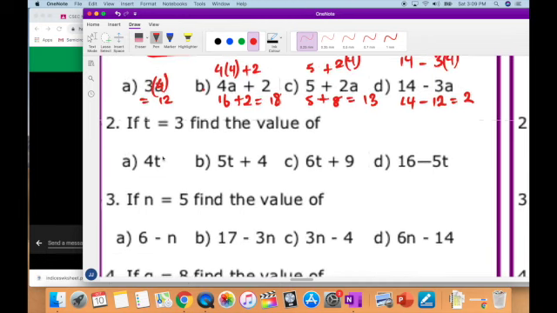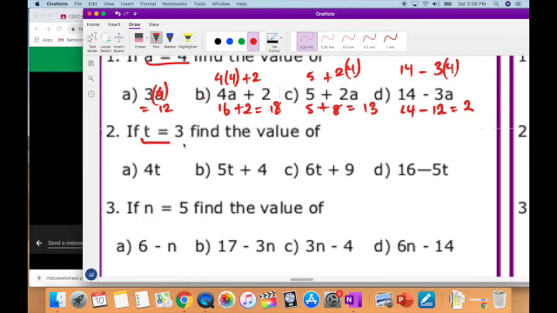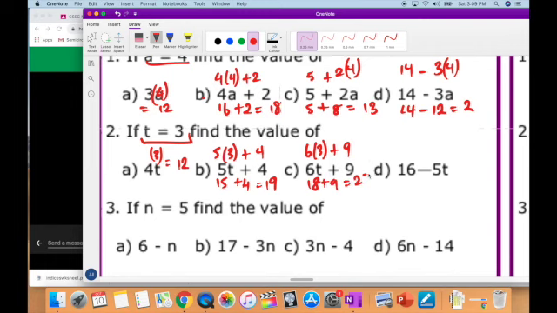So number 2 and number 3, let's go. If T has a value of 3, then what will happen? 4 in brackets 3, which is? 12. 5 in brackets 3 plus 4. 5 3s are 15 plus 4 is 19. Alright, come again. 6 in brackets 3 plus 9. 6 3s are 18 plus 9 is 27.